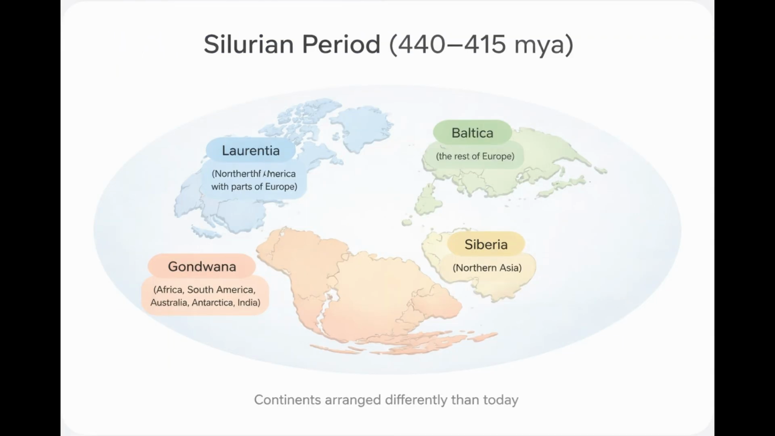During the Silurian period, the material emphasizes the continental layout. It lists 4 continents: Gondwana, made up of what would become Africa, South America, Australia, Antarctica, and India, plus Laurentia, which corresponds to North America with parts of Europe, Baltica, described as the rest of Europe, and Siberia, representing Northern Asia. This arrangement matters because continental positions influence ocean currents, climate zones, and where shallow seas form.